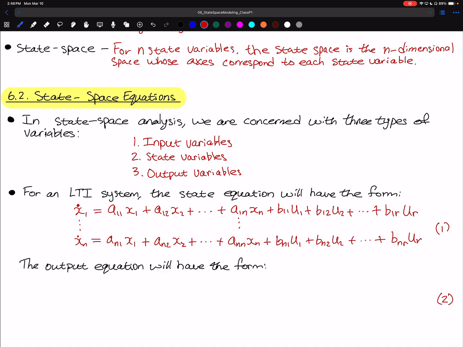So we've got n state equations. Each state equation can depend on all n state variables. And then we've assigned here r inputs to the system, where n and r don't have to be equal. They could be equal, but they don't have to be. Usually they're not equal.